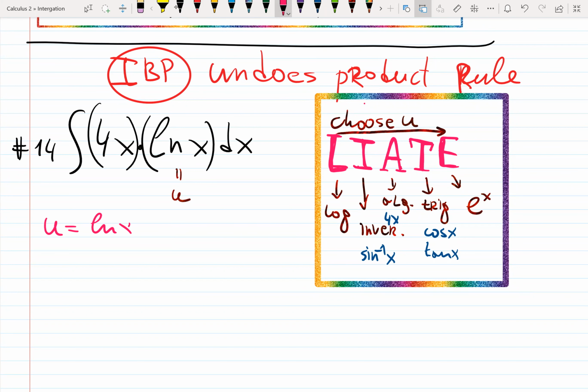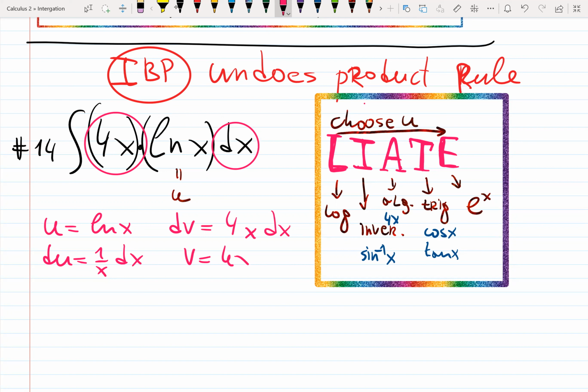Let u be ln x, then du is 1 over x dx. That's the left side of the table. The right side of the table is dv. dv doesn't have a choice. dv is the leftover. You only choose u. dv is whatever is staying there, waiting for you to be dv. So it is 4x dx. And now you're integrating that. v will be 4x squared over 2. And you can simplify that. I would simplify right away. That is 2x squared, and no plus c. I can tell you in a second why. So just wait for a second.